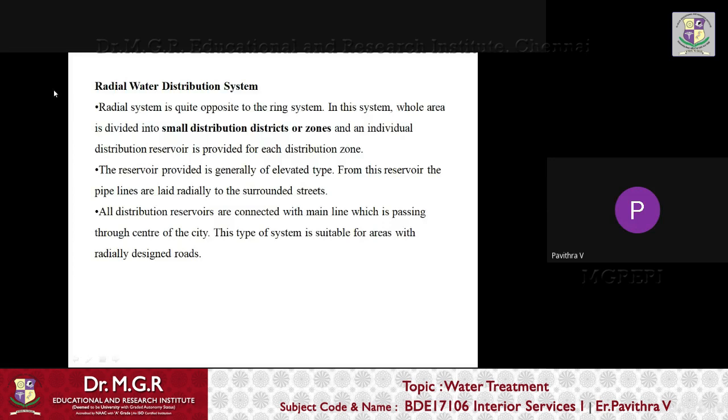So coming to the last thing, that is the radial water distribution system. So the radial system is quite opposite to the ring system. So why it is like that, we will see. In this system, the whole area is divided into small distribution districts or zones. So I am going to divide the whole area.